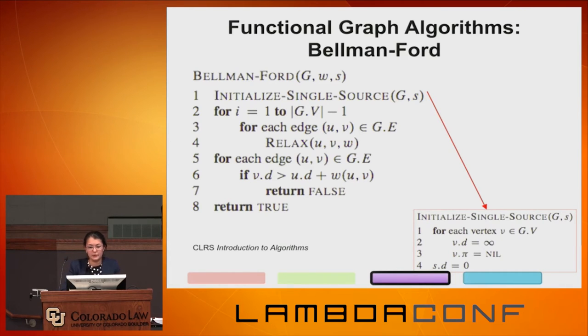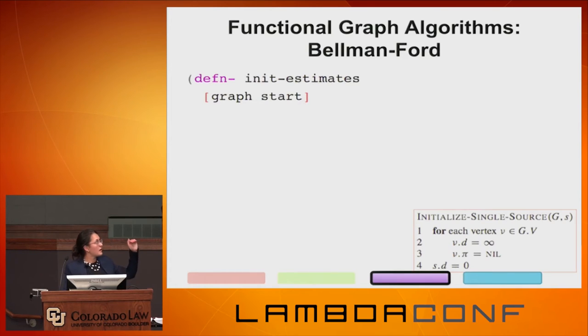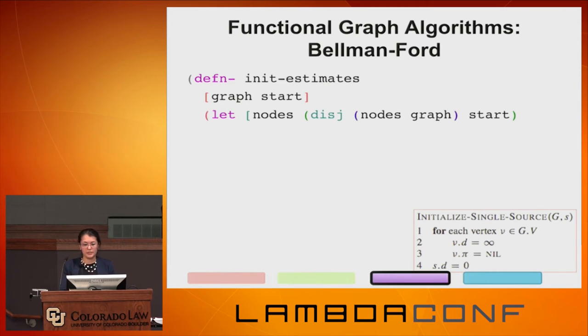OK, so the way we'll implement this is we'll call the init-estimates function. The defn- thing that you see here is just a way to specify in Clojure that this is a private method, not accessible publicly, because we're just using it as a helper. So now it takes a graph and a start node. And now we'll specify the node data structure, which is all the nodes except for the start node. And we'll use the disjoint set to get all the nodes without the start node.